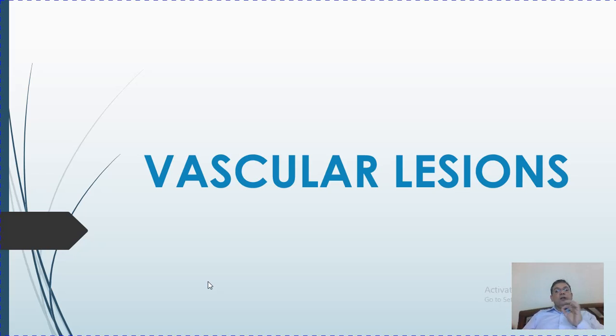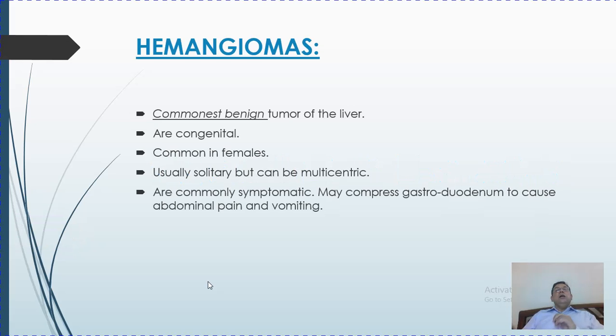The most common vascular lesion in liver is a hemangioma. It is a benign tumor, once again congenital, it is commoner in females, and it usually is solitary. So for a solitary benign hemangioma of liver, what do we need to do? We usually do not need to do anything, only once it becomes symptomatic.